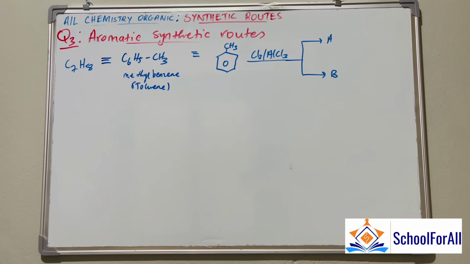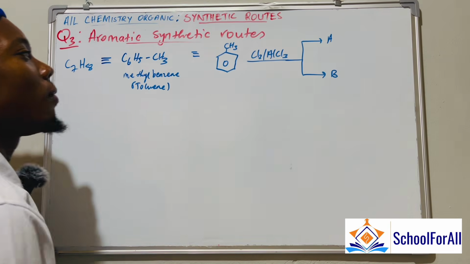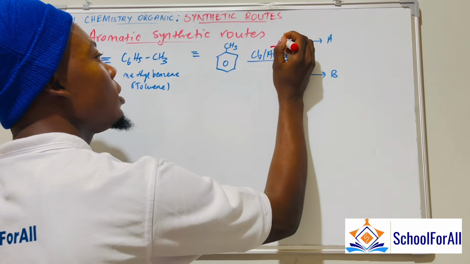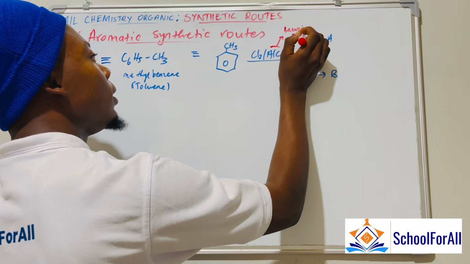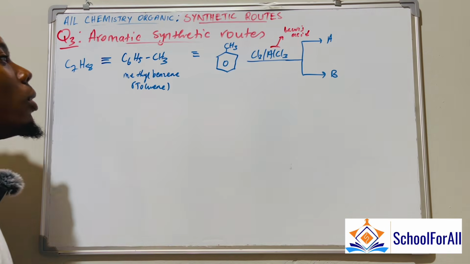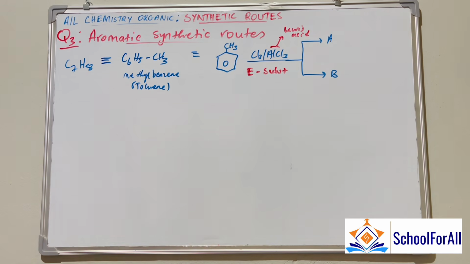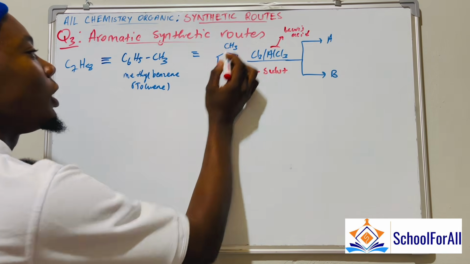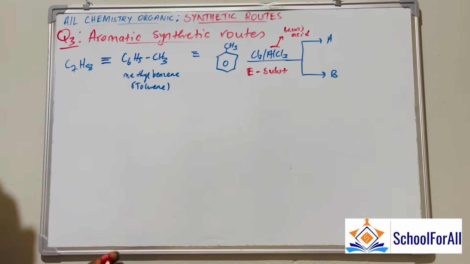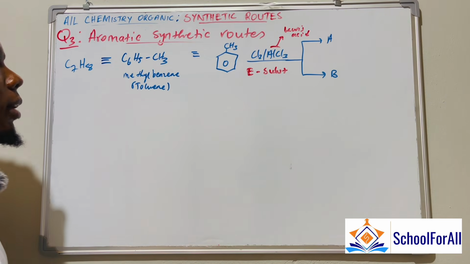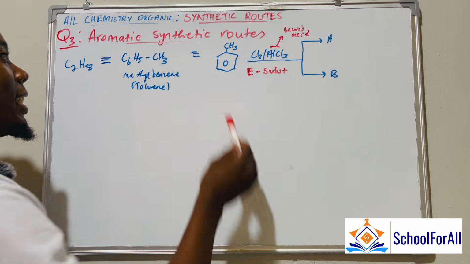Alright, so let us analyze it. Whenever you see chlorine in the presence of aluminium chloride, which is a Lewis acid, you think about an electrophilic substitution reaction. So it means that I will not attack this small chain directly, but I will attack the ring directly due to the presence of this reagent. But now, if I attack the ring directly, in which position will I fix my chlorine? Now it depends on this group that is there.